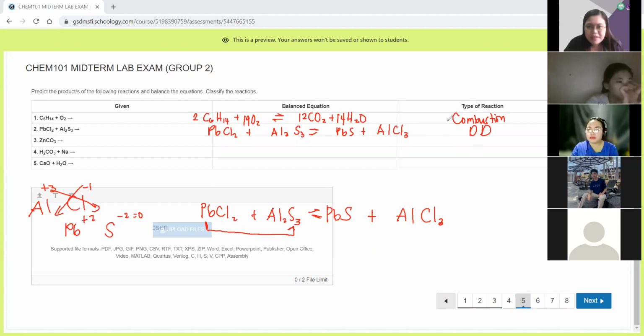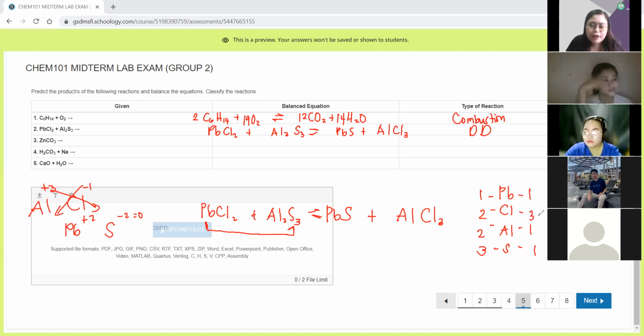Double displacement reaction. So this is not yet balanced, right? So we have to balance this first. On the reactant side, we have 1 lead, 2 chloride, 2 aluminum, and 3 sulfide. On the other side, 1 lead, 1 sulfide, 1 aluminum, and 3 chloride. So, where should we start? We can start with chlorine since it's already there.